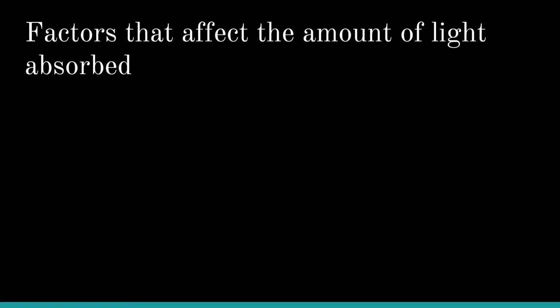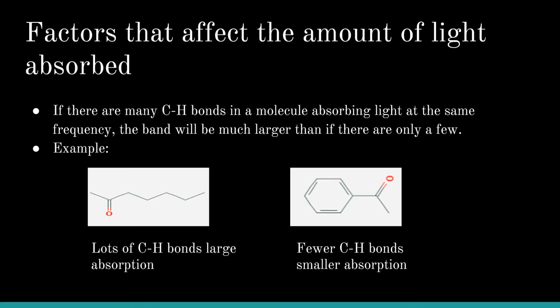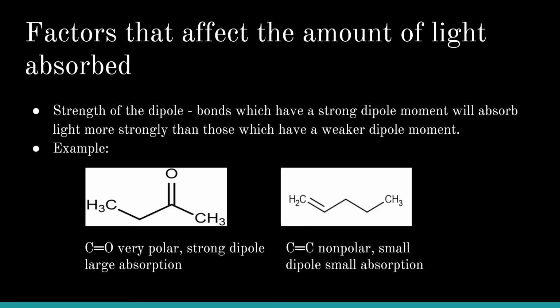There are also some factors that affect the amount of light that is absorbed. The first factor is the number of CH bonds present in the sample. If there are many CH bonds in a molecule absorbing light at the same frequency, the band will be much larger than if there are only a few. Therefore, higher concentration of CH bonds will have higher absorption. Second factor is the strength of the dipole bonds, which have a strong dipole moment, will absorb light more strongly than those which have a weaker dipole moment.